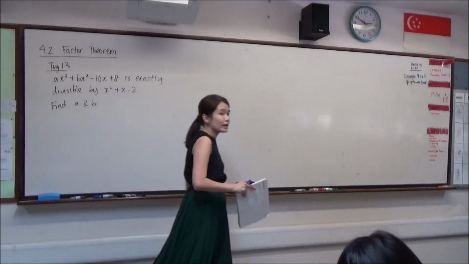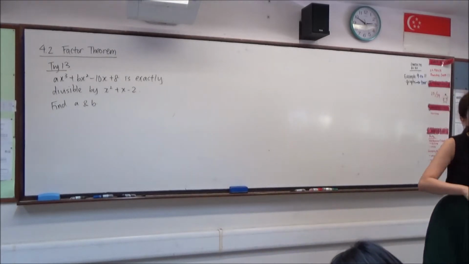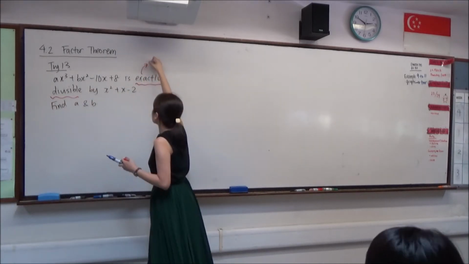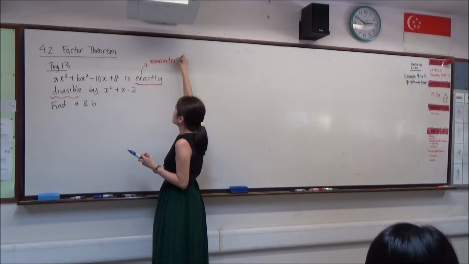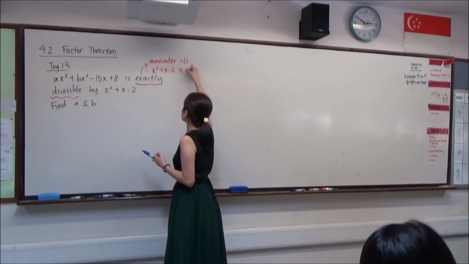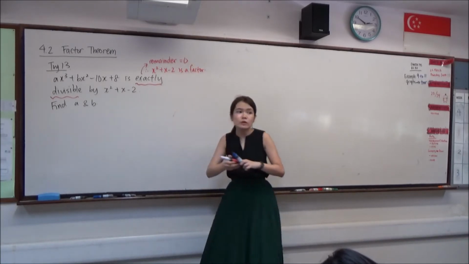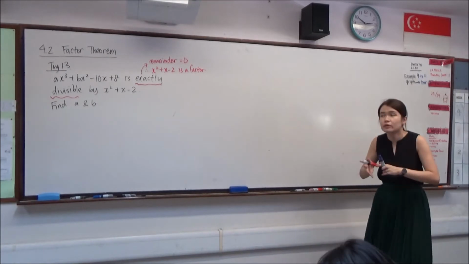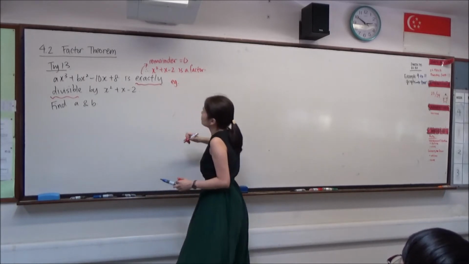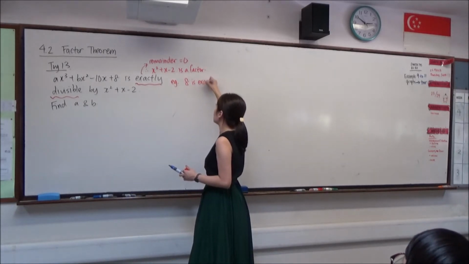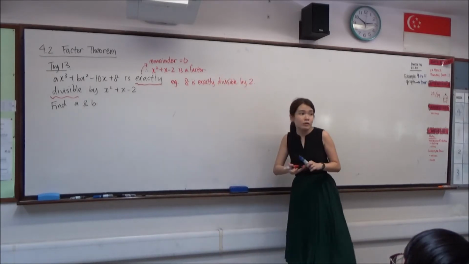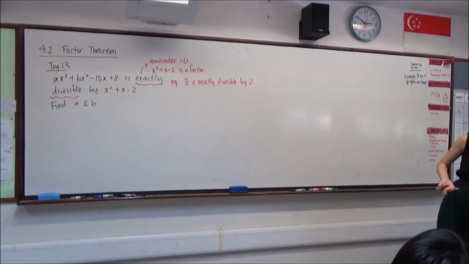By, we need to understand what is the meaning of exactly divisible. When we say that something is exactly divisible, that means the remainder is 0, and that also means that it is a factor. If I were to rewrite this sentence using these words with numbers, I can say, for example, 8 is exactly divisible by 2. So that means 8 can be divided by 2, and 2 is a factor of 8.